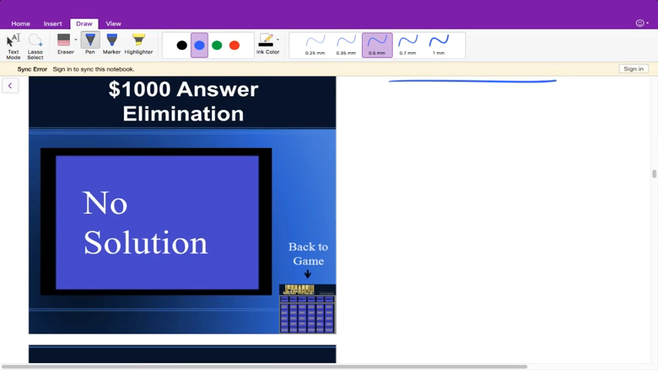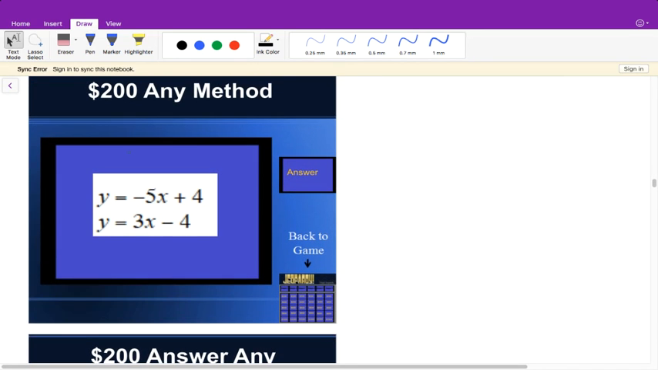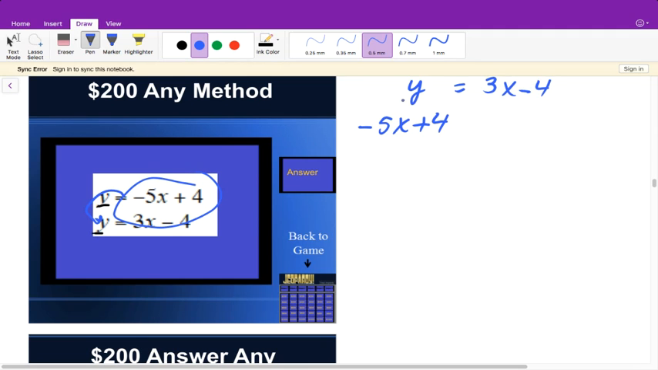All right. Now we're going to go on to the any method. I'm just going to go through what method I would use, and I'll maybe only go through 1 or 2 questions, probably just this first one. But anytime you have it set equal to your variable already, you could graph this or you could use substitution. I'm just going to use substitution. So wherever I see y, I can replace it with negative 5x plus 4. We have y is equal to 3x minus 4. Well, instead of y, I can write negative 5x plus 4 because I know they're equal. So negative 5x plus 4 is equal to 3x minus 4.